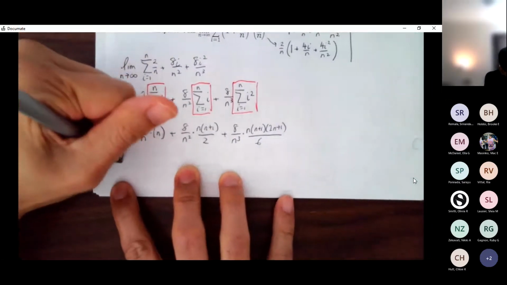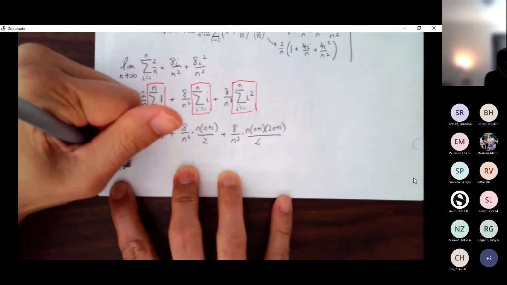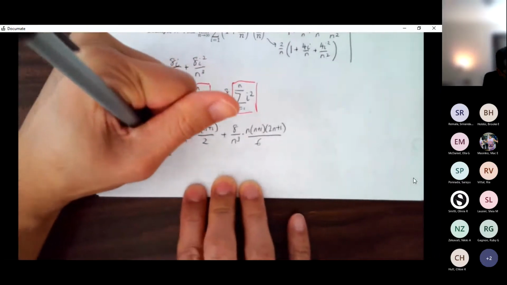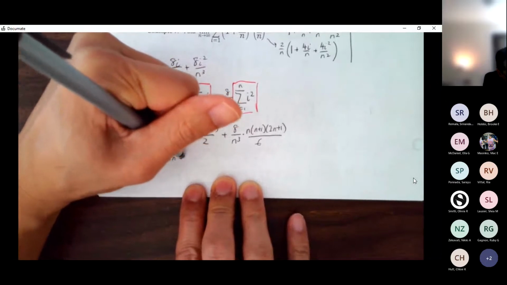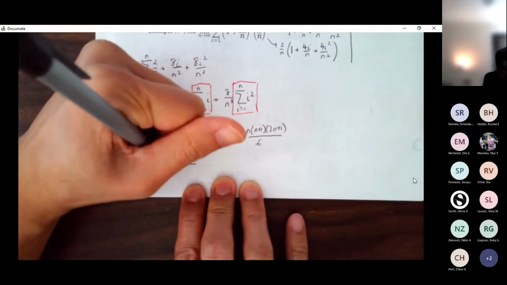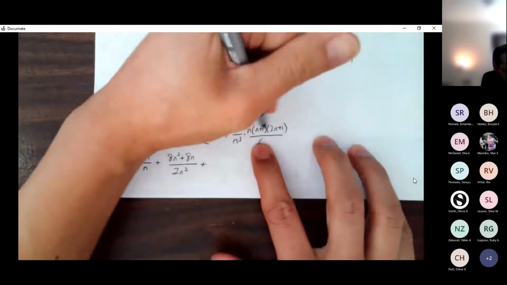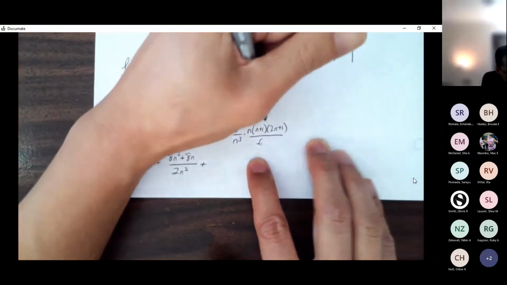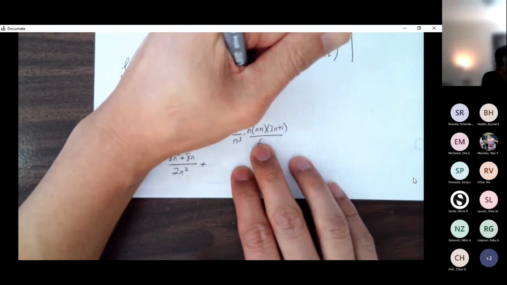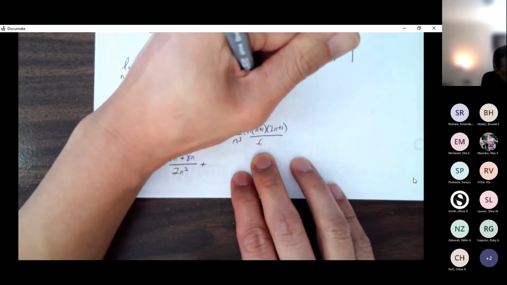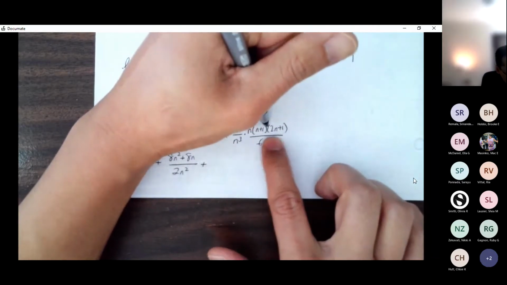All right, so limit as n approaches infinity, 2n over n, 8n squared plus 8n. This is 2n squared.